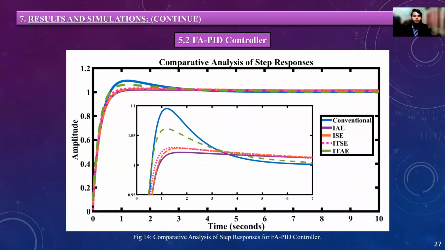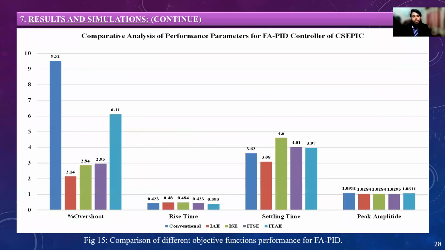Merged step responses of conventional and 4 objective functions are shown in this slide, where we can differentiate the different performance parameters in each case. A comparative chart is shown where we can see that in the conventional case the performance parameters are the worst. Nevertheless, by using the Firefly algorithm, we are having better performance.